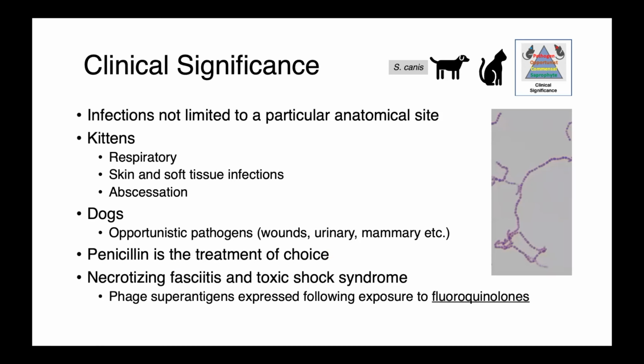Streptococcus canis infections in our companion animals are really not limited to a particular site. In kittens, we tend to see respiratory, skin and soft tissue infections, as well as abscessation. And in dogs, it's really an opportunist. Wounds, potentially the urinary tract, it can cause mastitis, etc. Just like in horses, penicillin is our treatment of choice.